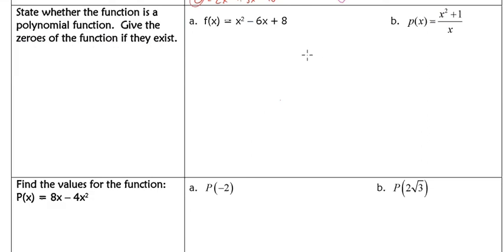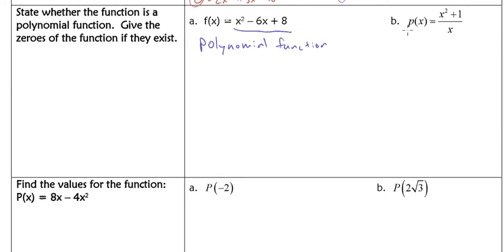All right, so we've got the next part here. It says state whether the function is a polynomial function and give the zeros of the function if they exist. And so first off, A is a polynomial. So it's a polynomial function, because we've got our x terms descending in power: second power, first power, zero power. The powers aren't ever negative, and so we've got a polynomial function.